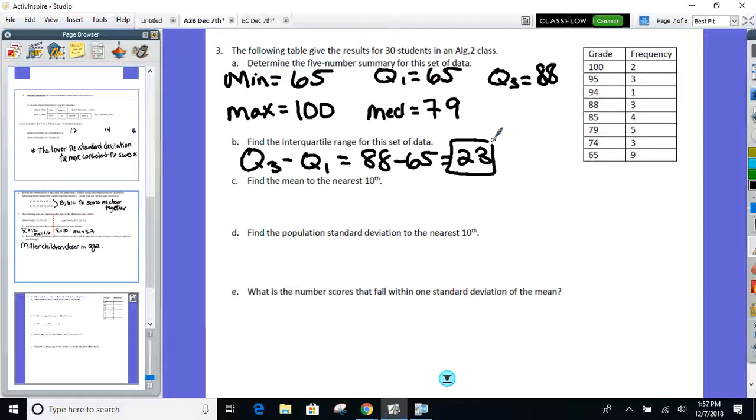Okay, this is going quick, huh? How about the mean, nearest 10th? 79.5 for X bar. Population standard deviation here to the nearest 10th. You're looking at your sigma x now. 11.7. All right, here's where I take over now.